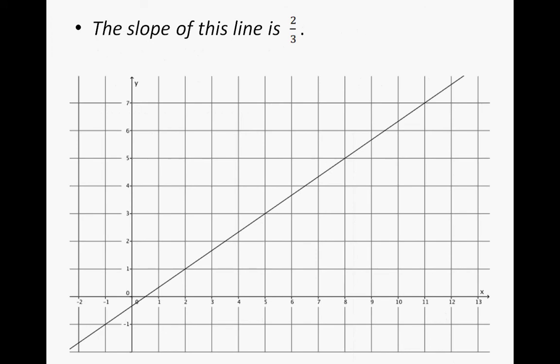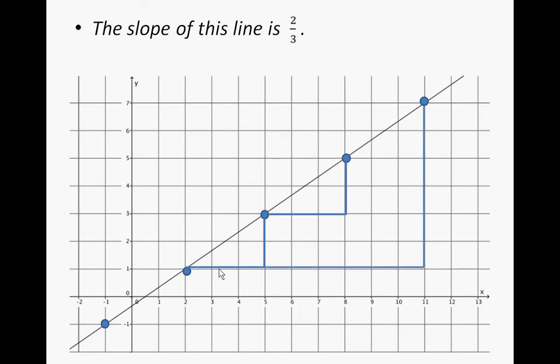Well, the slope of this line is 2/3. So if we find common integer intersections and points, then what we can do is find the distance between 2 points. In this case, we have a horizontal distance of 3 and a vertical distance of 2. Or we could have picked the distance between these 2 points, which again is a horizontal distance of 3 and a vertical distance of 2.